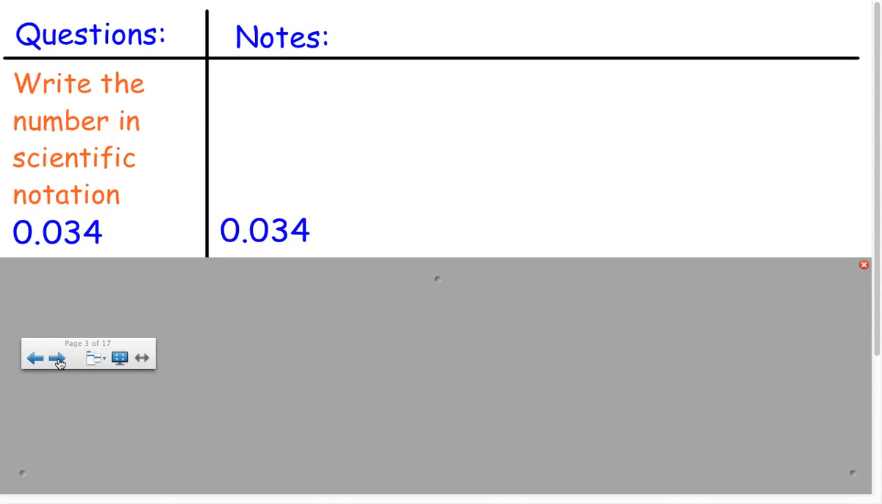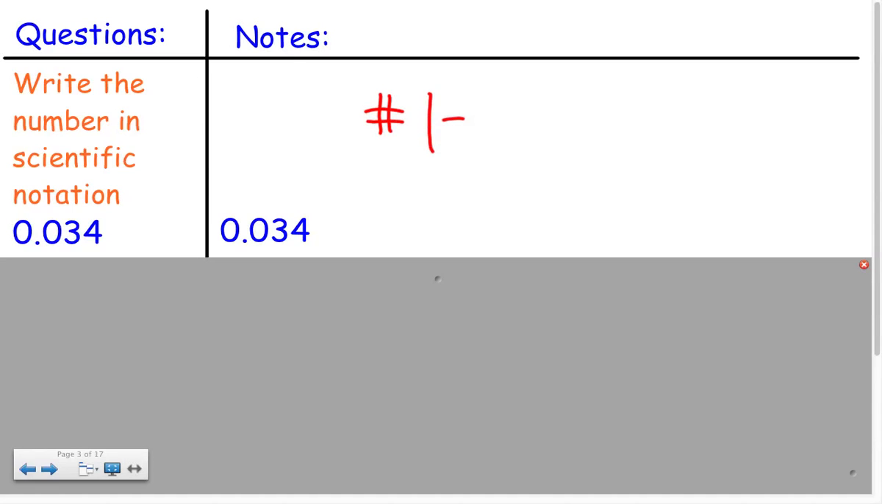All right, now you'll notice we have numbers smaller than 1. We're going to deal with some small numbers. The last slide was all bigger numbers. These are small numbers. For the small numbers, we already have the decimal in place for us, but we still need our number to be 1 through 10. So rather than moving our decimal to the left to get it between 1 and 10, we're going to move it to the right. So if I move it once, I have 0.34, not between 1 and 10. If I move it twice, I have 3.4. Yes, that is between 1 and 10.